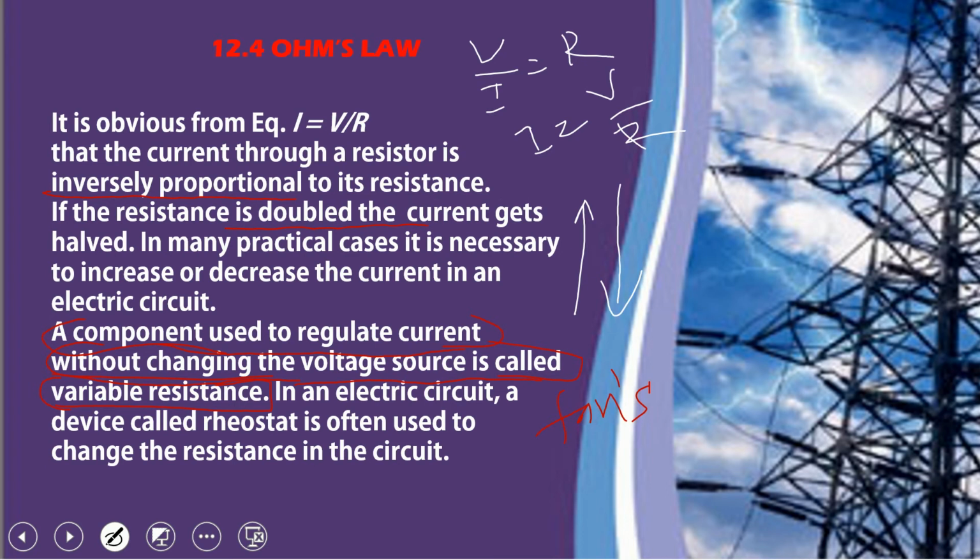Like that, in a circuit it is called a rheostat. The symbol of a rheostat is like this: one resistance and one arrow-like thing on it. This is a rheostat, so that we can change this resistance. I forgot to put the picture of the rheostat here, but the symbol is like this. We will see more about it afterwards.